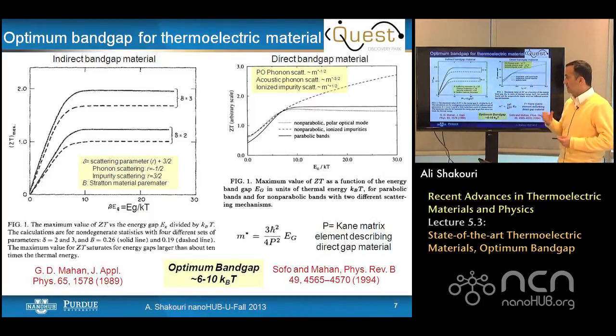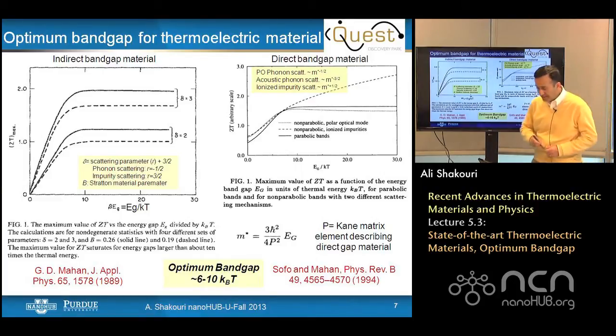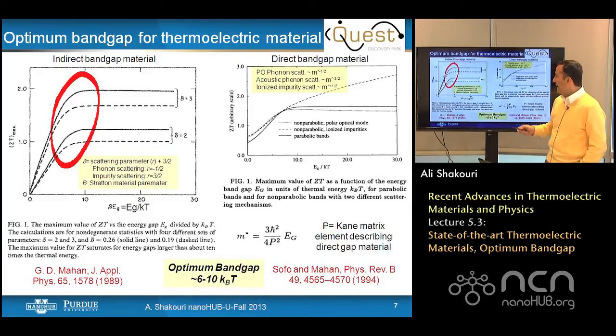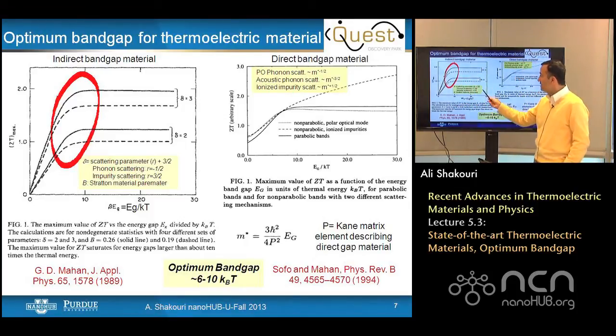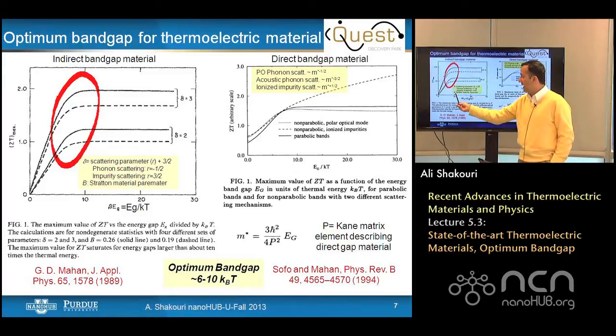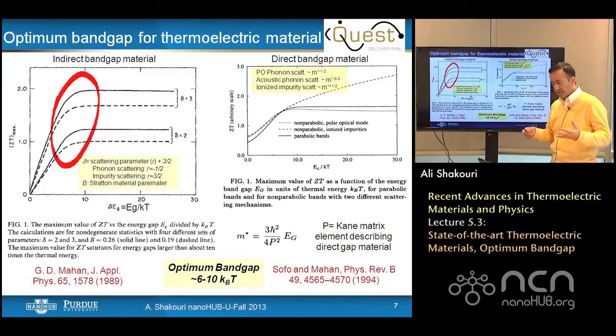That's the better material, but you already see that the optimum thermoelectric has a band gap which is bigger than 6 to 10 times kT. At higher band gap, this stays constant. In this case, it doesn't go down. The reason we use lower band gap is typically that higher band gap means stronger bonds, higher lattice thermal conductivity.